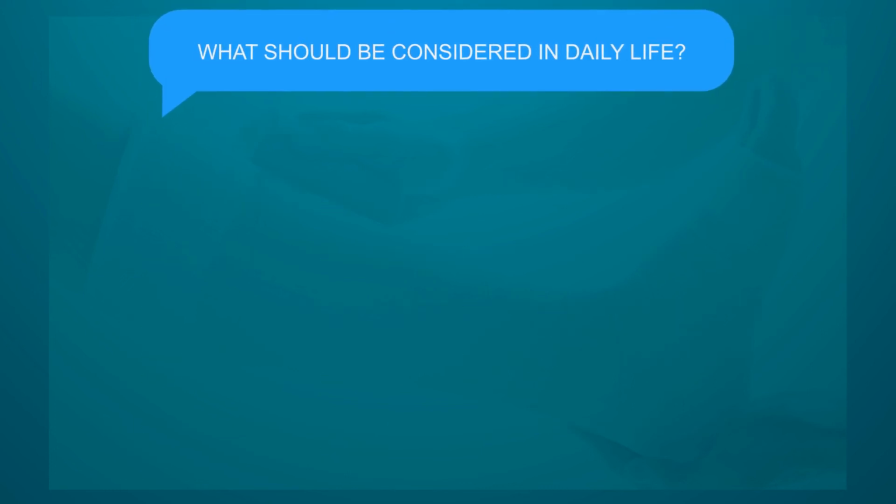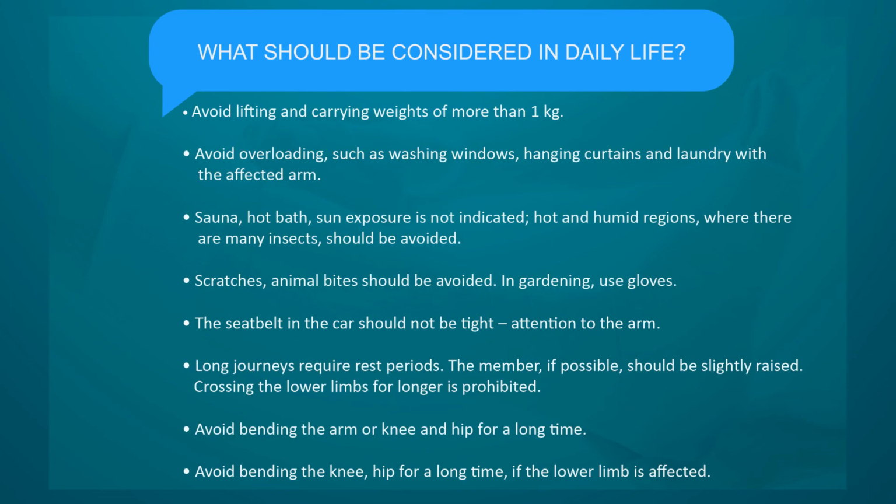What should be considered in daily life? Avoid lifting and carrying weights of more than 1 kilogram. Avoid overloading, such as washing windows, hanging curtains, and laundry with the affected arm. Sauna, hot bath, sun exposure are not indicated. Hot and humid regions, where there are many insects, should be avoided. Scratches and animal bites should be avoided.